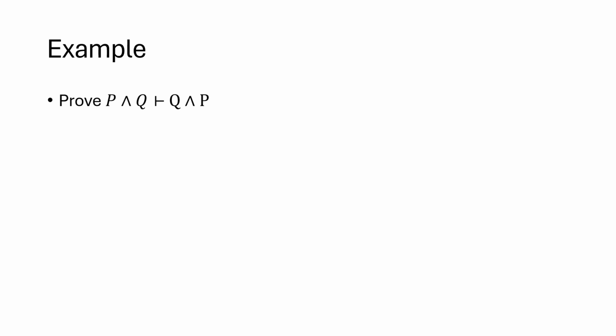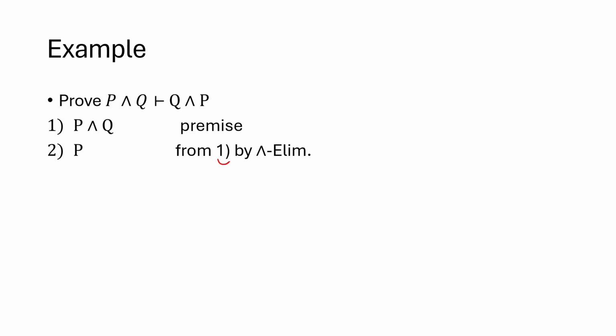Here's an example. So the example says, show that from P and Q, we can infer Q and P. So first step, we list our hypothesis. In this case, we have only one, P and Q. Now, somehow I need to use the rules that I know to get to the right-hand side, Q and P. So first I need to decompose P and Q. So I use AND elimination to get P from P and Q. So from line number 1, by using AND elimination, from P and Q, I can get P.